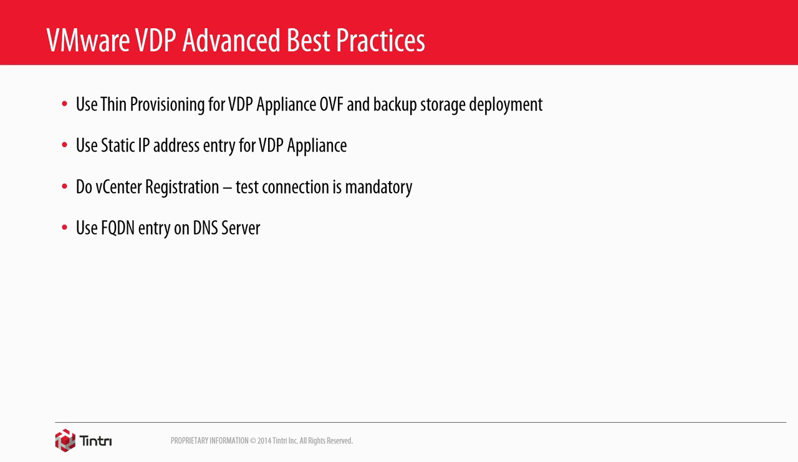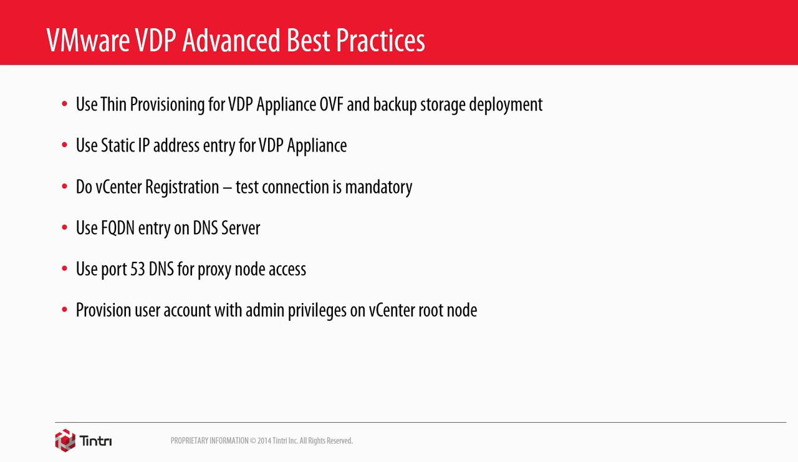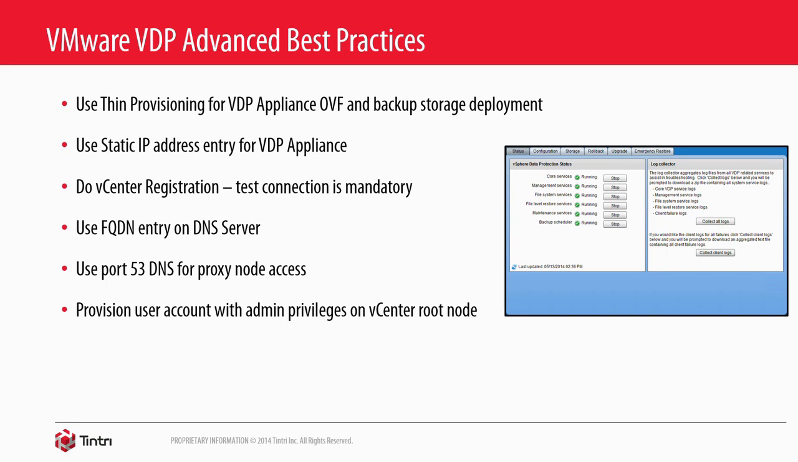And use FQDN, right? It's easy because if you change an IP address, and you refer to the FQDN, it's no problem. Skip some of this stuff. Provision user account, yeah, given. So once you have it deployed, you can actually see the services for VDP up and running from the UI itself. It's that simple. It's quick, very easy.